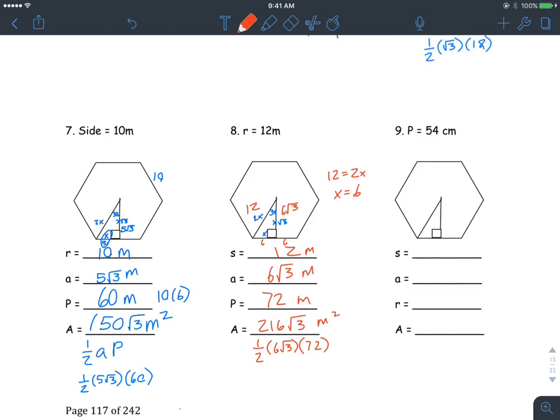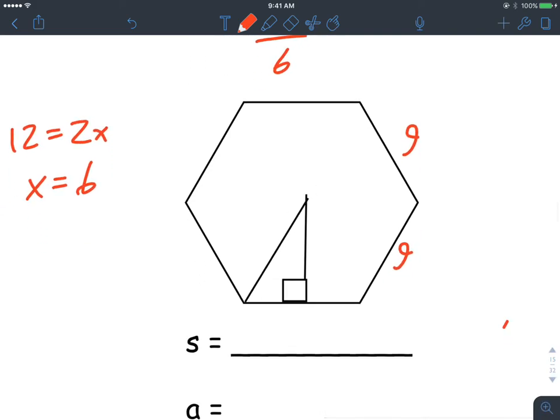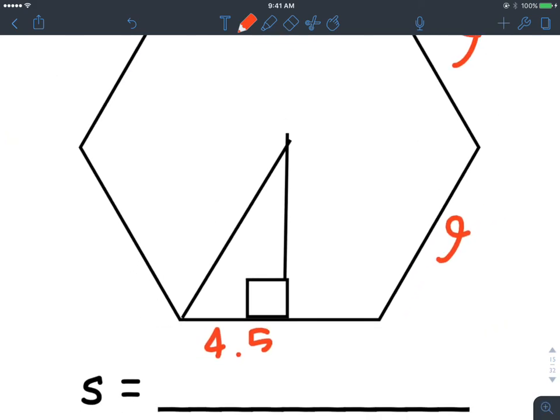Alright, last one here. Perimeter 54. So we need to go 54 divided by 6, I guess, to get that. And that'll be 9 for each side. So I guess this one's going to kind of be annoying, because that means a half side is going to be 4.5. So we're going to kind of have decimals going on, I guess.